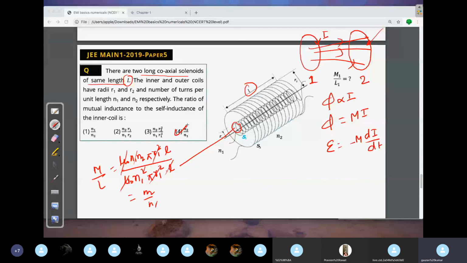If you want, you can take the screenshot here. It's a very, very simple question. You just revise. If you remember mutual inductance area, we write always the area of the inner solenoid.